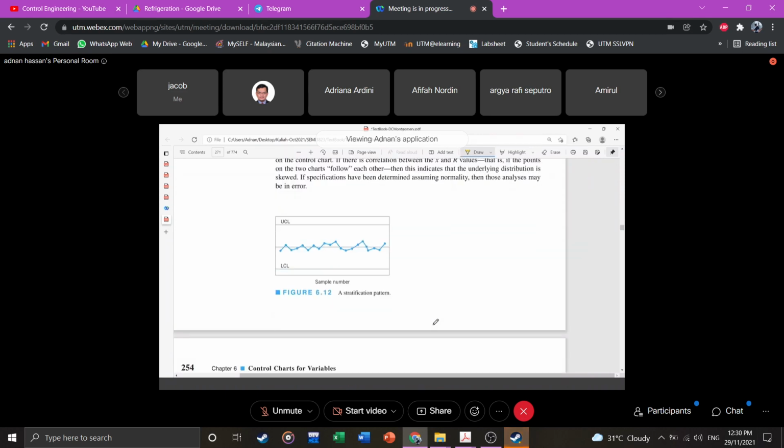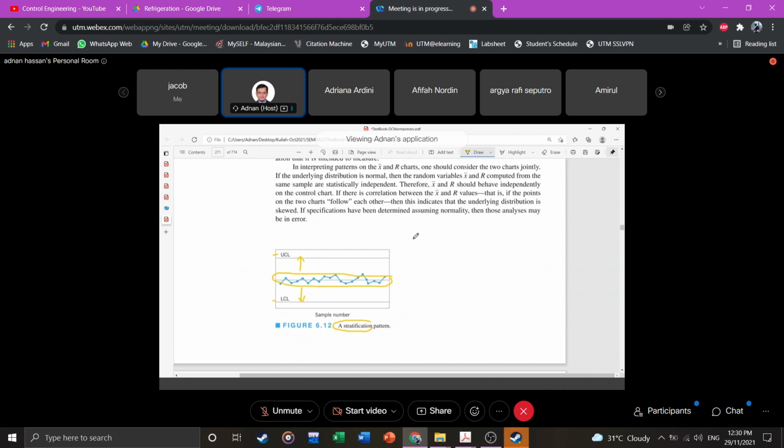So this is an example of a stratification pattern. This is the control limit, this control limit. Stratification happens very close to the center. So it looks good, but actually the process is having a problem. It looks very good because it is far from the control limit, but it is not showing natural variability. If we continue having this, at the end it will create a bigger problem.